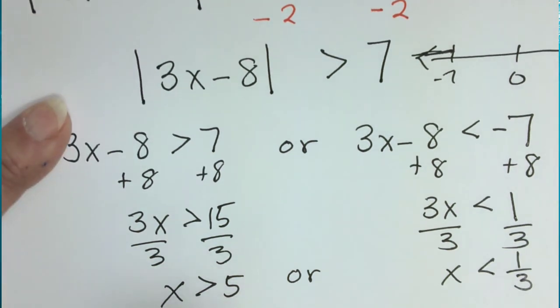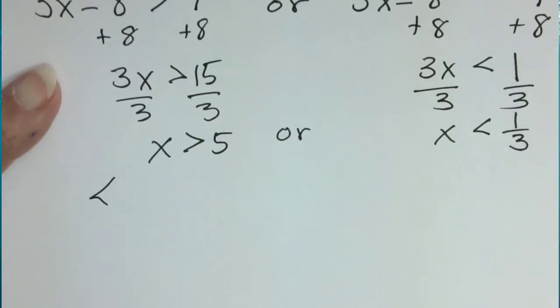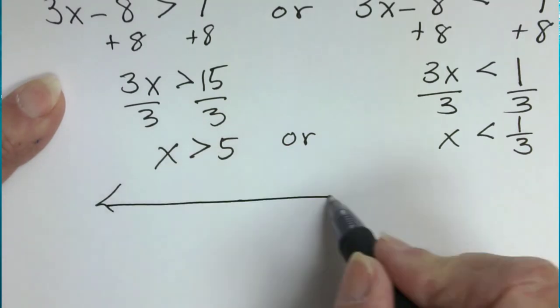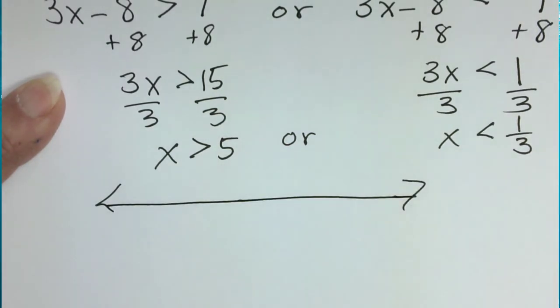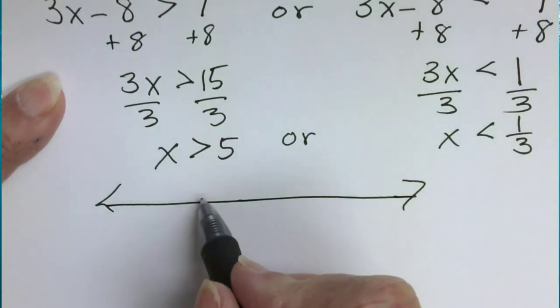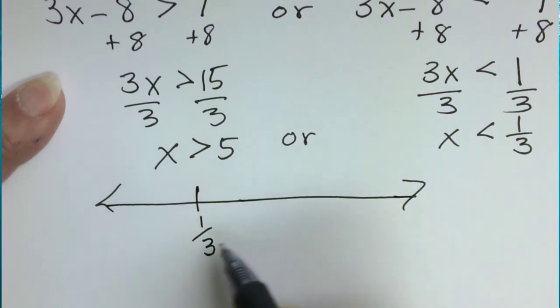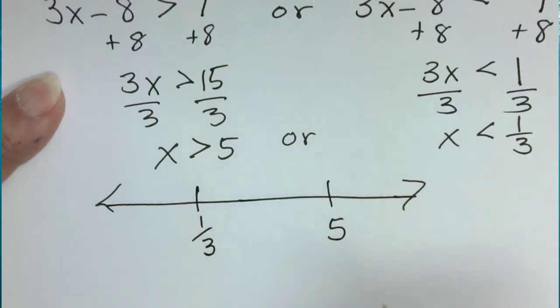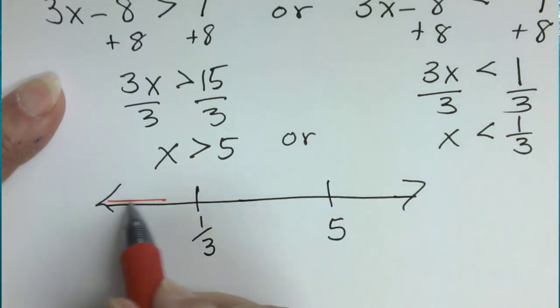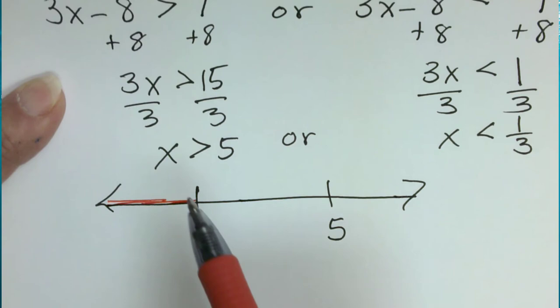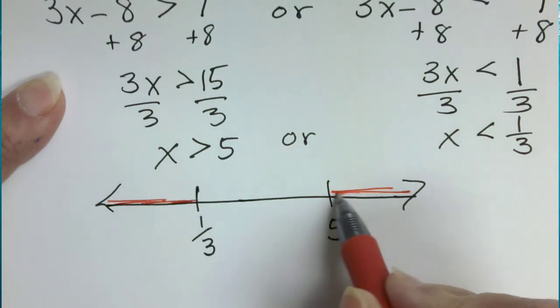So we do our number line graph. Always go in order on your number line. So we need 1/3 first. It's smaller. And then 5. Right? And then we're going to graph for x. So x is less than 1/3. So that's over here. And x is greater than 5.